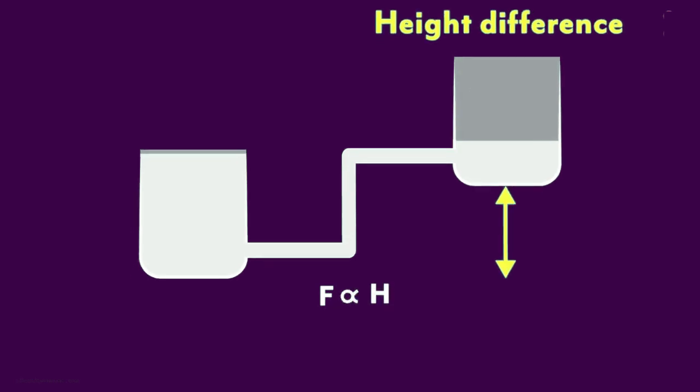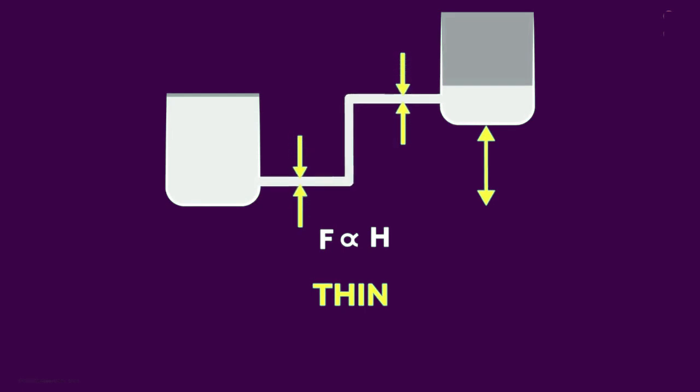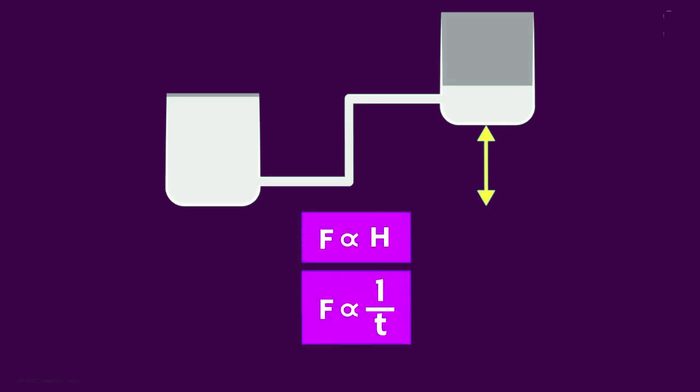Now look at another factor. How thin is the pipe? What happens when I make the pipe thinner? The flow of water will be slower, right? That's correct. Thinner the pipe, slower the flow. So we can say that the flow is inversely proportional to the thinness.